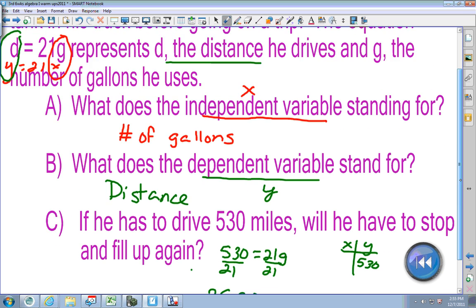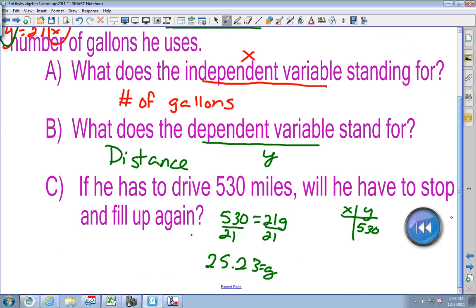Well, it says the gas tank only holds 25 gallons. Do I have to fill up? Heck yeah, I do, because if you don't fill up, you still have 0.23 of a gallon to use. You still need more. You'll still need more gas to get there. So yes, you will have to stop because this is bigger than 25.